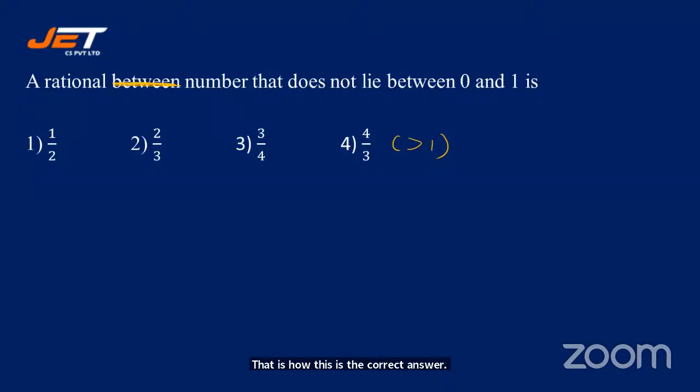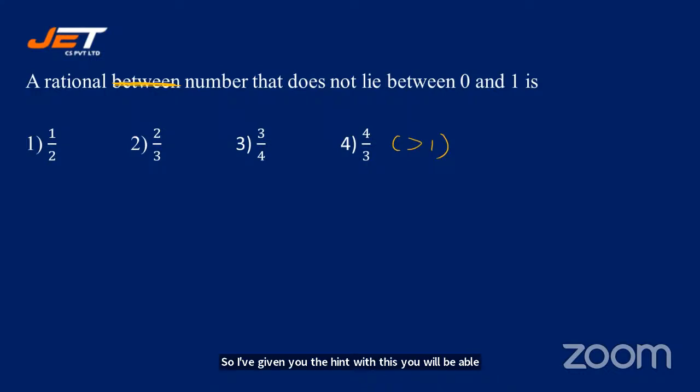A rational number that does not lie between 0 and 1 is dash. All right. So just listen to the question very carefully. A rational number that does not lie between 0 and 1. So it means that it should be greater than 1. So I've given you the hint. With this, you will be able to give me the answer.